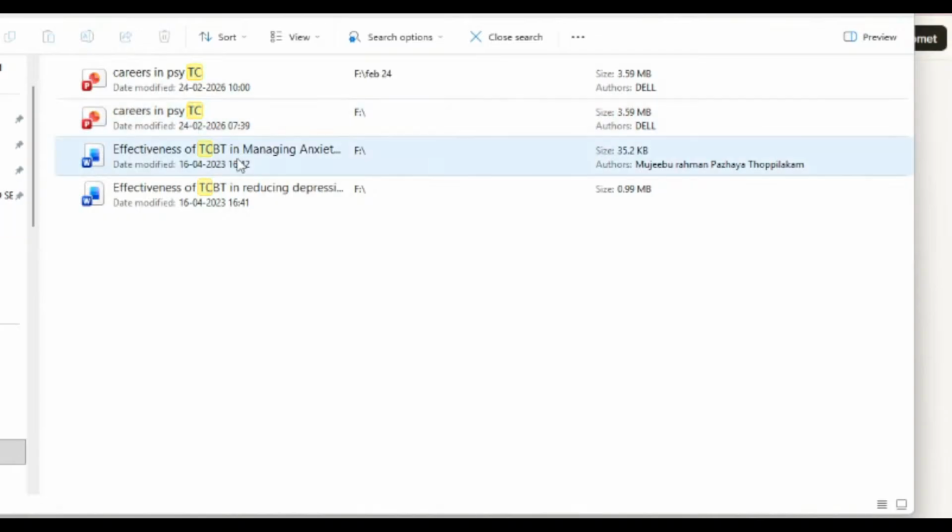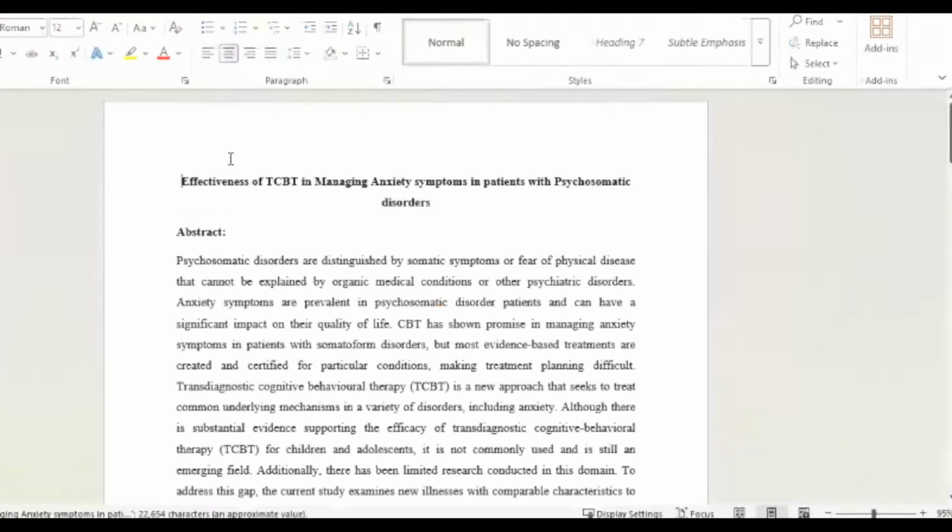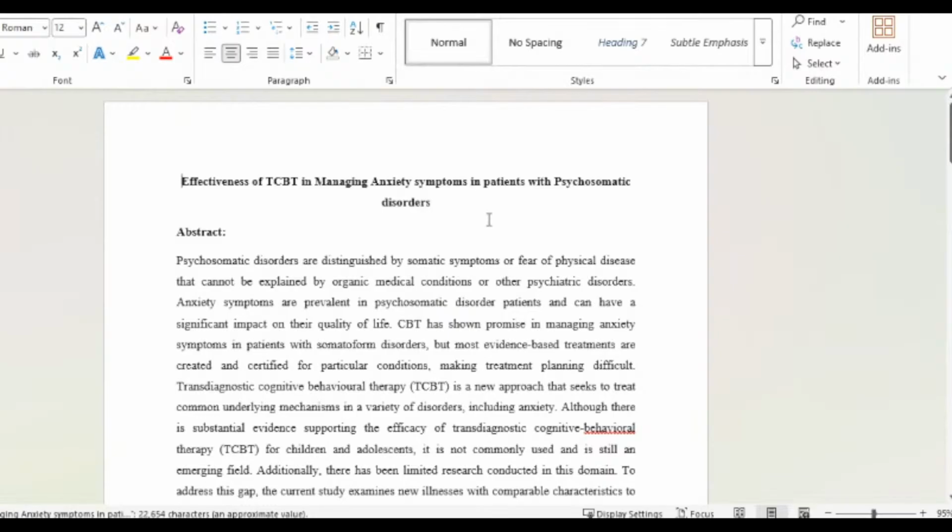Okay, there's one article, you can copy it. You can just show the title for them. Effectiveness of TCBT in managing anxiety symptoms in patients with psychosomatic disorders. Now, this is the article I have, and if I want to send it to a journal based on the journal requirements, for example, a Scopus Index journal, I go a little high. I say, can it fit for Frontiers in Psychology? This is one of the topmost journals in psychology. That is Frontiers. You can copy the entire article.